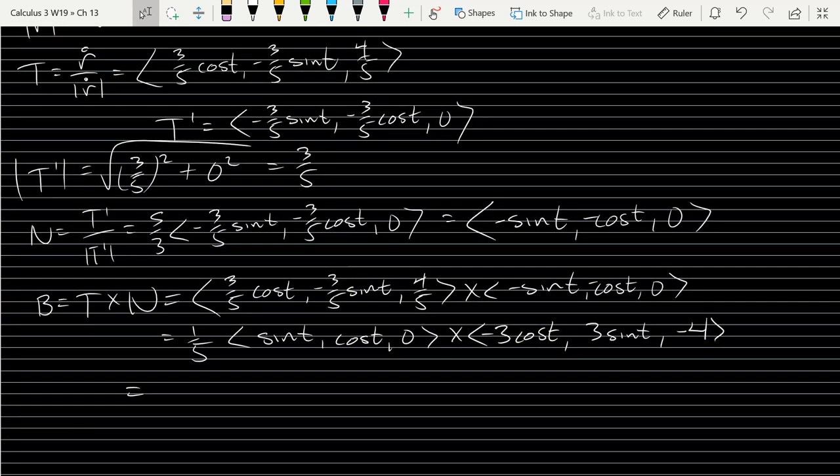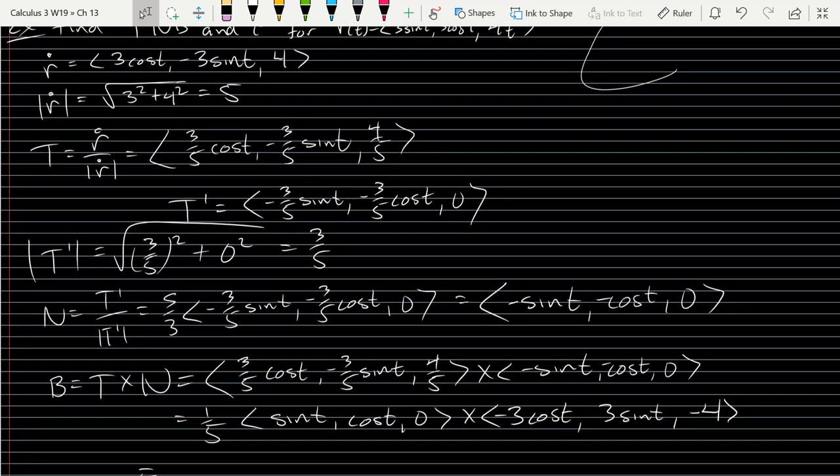Any questions on T or T prime? Magnitude of T prime, I'm doing some funky stuff on the last two lines, so I'll go over it more carefully. But any questions on the previous computations?